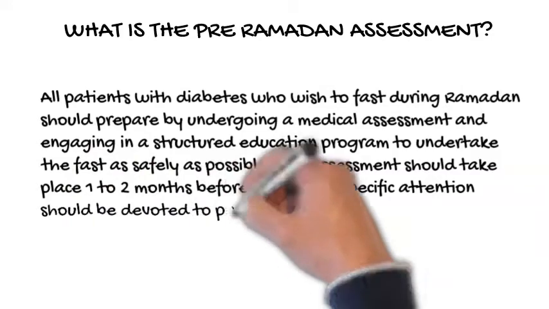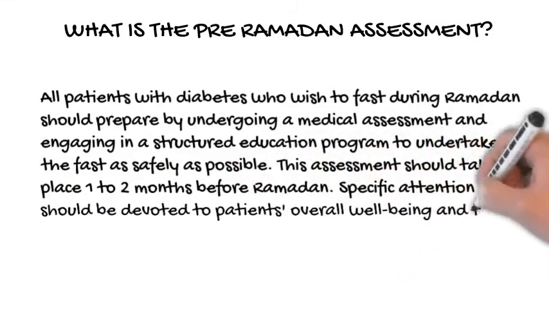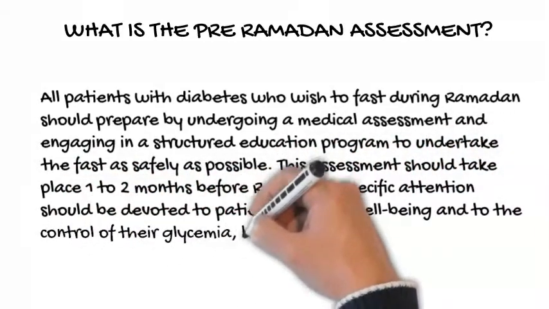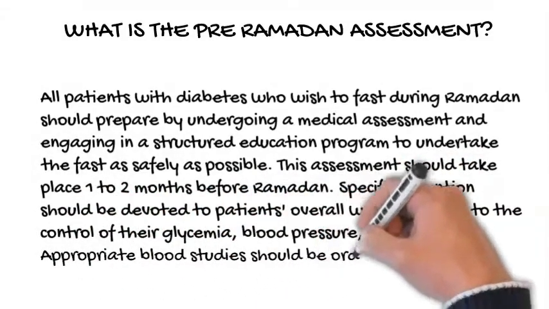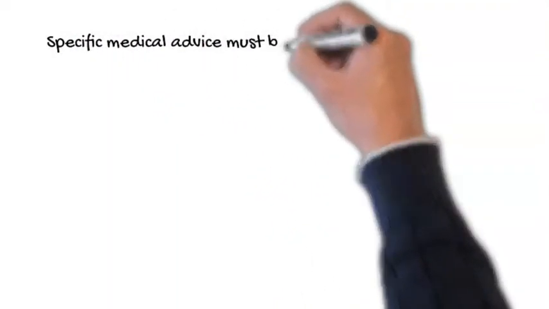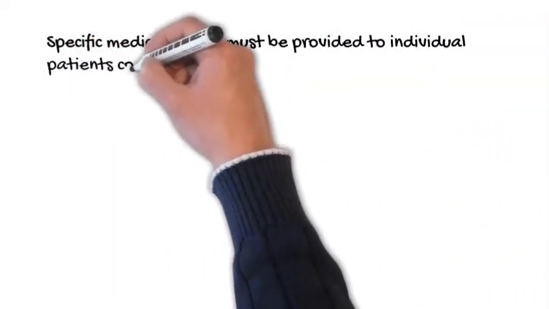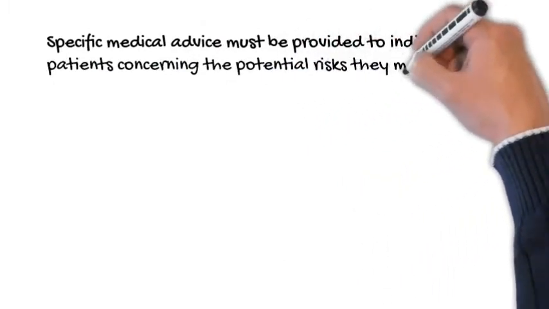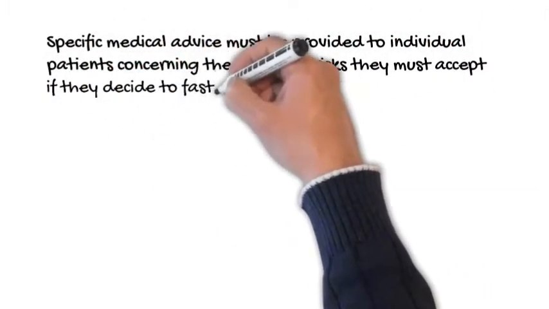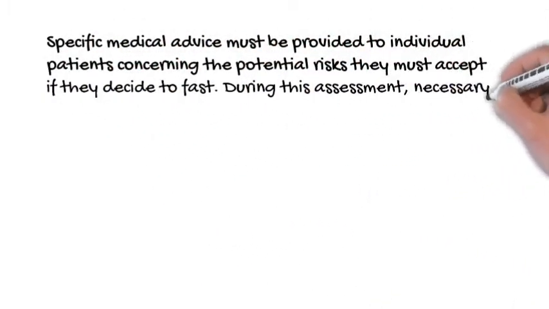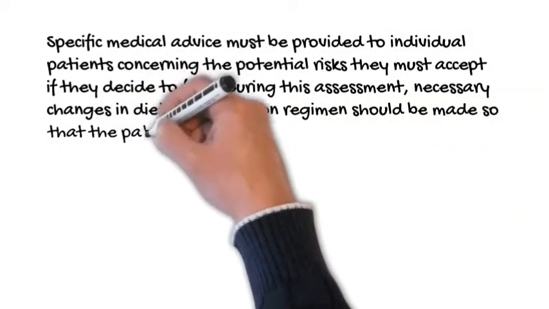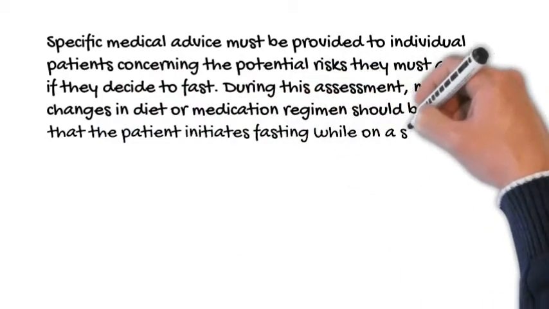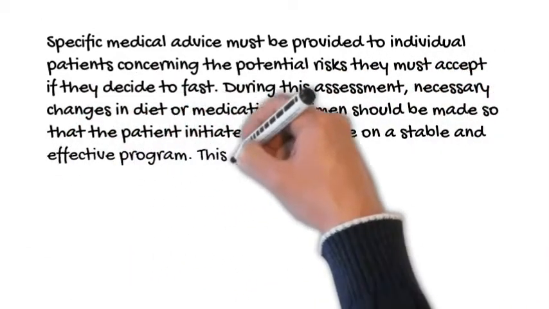Specific attention should be devoted to patients' overall well-being and to the control of their glycemia, blood pressure, and lipids. Appropriate blood studies should be ordered and evaluated. Specific medical advice must be provided to individual patients concerning the potential risks they must accept if they decide to fast. During this assessment, necessary changes in diet or medication regimen should be made so that the patient initiates fasting while on a stable and effective program.